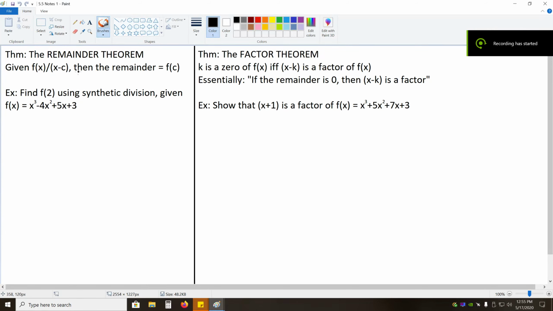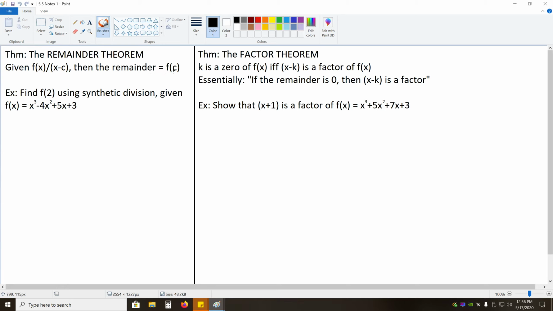For this section, we're going to be introducing a lot of theorems that mainly revolve around synthetic division. So the first one that we want to start with is the remainder theorem that says given f of x, some polynomial divided by x minus c, then the remainder is equal to f of c.